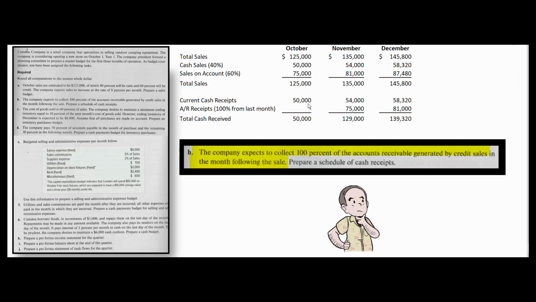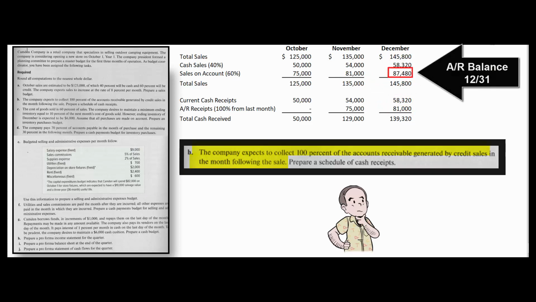Since there's no sales from September, there's nothing to collect on accounts receivable from the previous month in October, so the only cash we have coming in is the $50,000 from the cash sales. In November, we have the cash sales in November, plus the accounts receivable from October. And in December, we have the cash sales from December, and the accounts receivable sales from November. And as I say, that $87,480 will be our accounts receivable balance as of the end of the year.